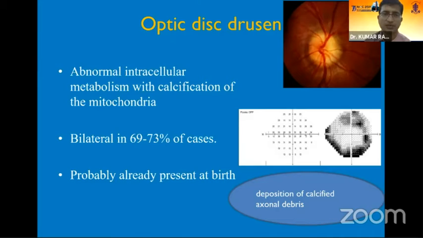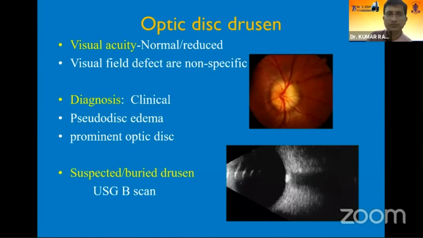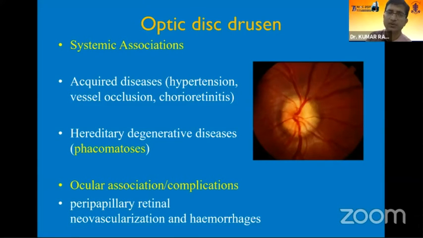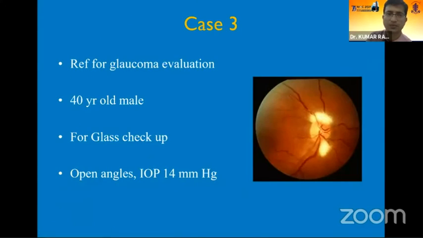These are abnormalities which arise because of abnormal intracellular metabolism and calcification of mitochondria in the cells. They can be bilateral and are possibly present at birth, and with age, they start getting exposed at the disc surface. So if there's any confusion, B-scan can help us in identifying the calcification here. The differential diagnosis can be disc edema or pseudo disc edema and a prominent disc. Usually these cases do not require intervention. We normally follow up these patients. These diseases can be associated with some phakomatosis and neovascularization and hemorrhages. So they basically require follow-up.